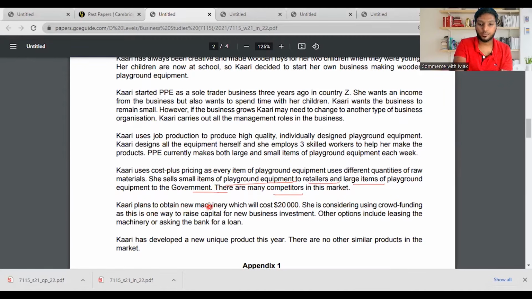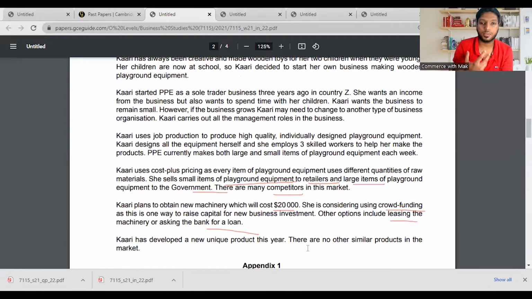Kari plans to obtain new machinery which will cost $20,000. She is considering using crowdfunding, as this is one of the ways to raise capital for new business investment. Other options include leasing and asking for a bank loan. So you all need to know what crowdfunding is when you are doing this question. So what is this crowdfunding?